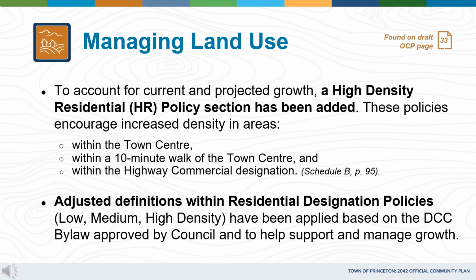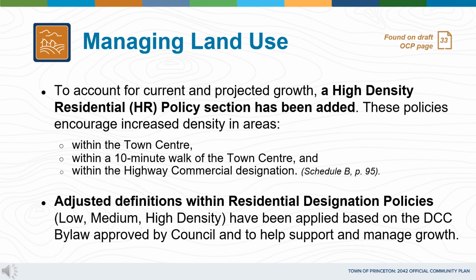So what changes have been made to the guiding principle managing land use? This section starts on page 33 of the draft OCP. To account for current and projected growth, a high-density residential HR policy section has been added. These policies encourage increased density to areas that make sense to do so and have been identified by community and staff. These include areas within the town center, within a 10-minute walk of the town center, and within the highway commercial designation. These can be outlined in Schedule B, found on page 95.